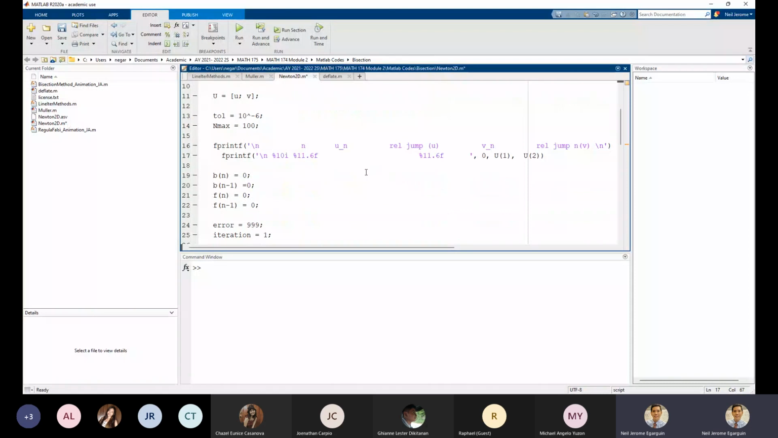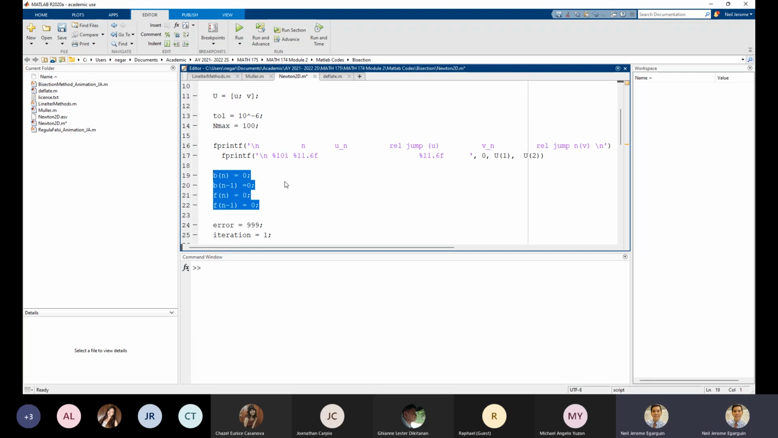Tapos, ito na yung formula 4.11, 4.12. Yung b of n ay equal kay 0. Yung b sub n minus 1 ay equal kay 0. Yung f of n is equal to 0. At yung f of n minus 1 ay equal kay 0. First line ng equation 4.12. So, in-encode ko siya dyan. Alright? Hindi yan nababago. Kahit mag-for loop tayo, mag-ilang iteration ng Newton-Raphson, lagi silang 0 by design.